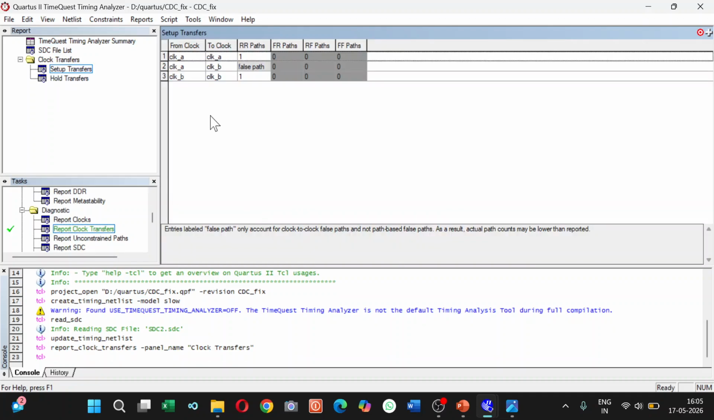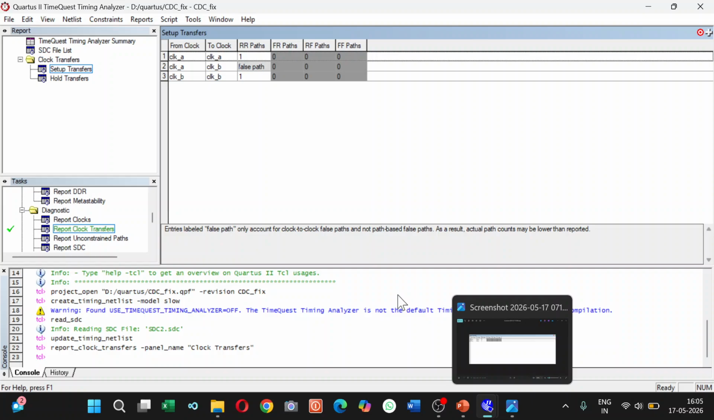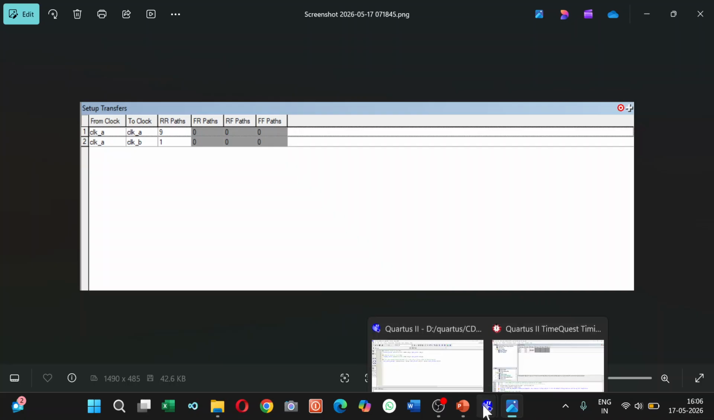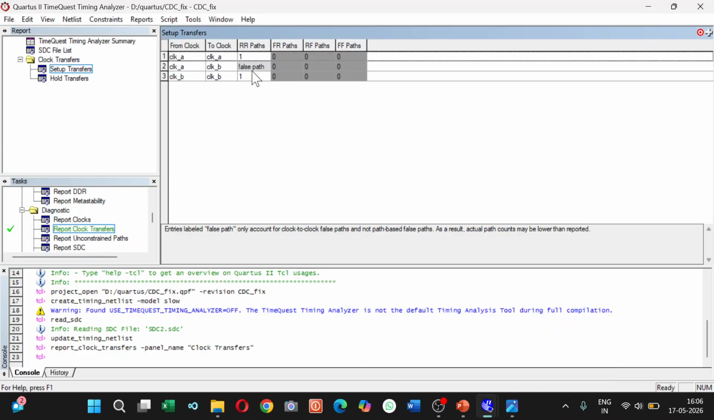So you can see the path from clock A to clock B is treated as a false path. Remember our bad CDC problem: there, between clock A and clock B, there was a rise-to-rise path, but here we can see it is treated as a false path. This is the actual solution of clock domain crossing at the hardware level in the simulation tool.